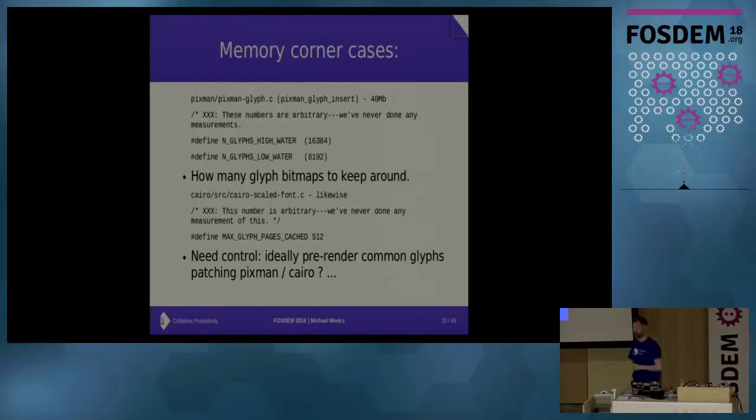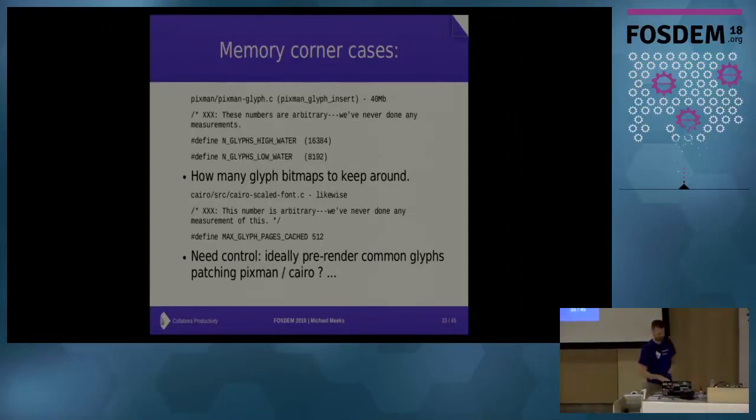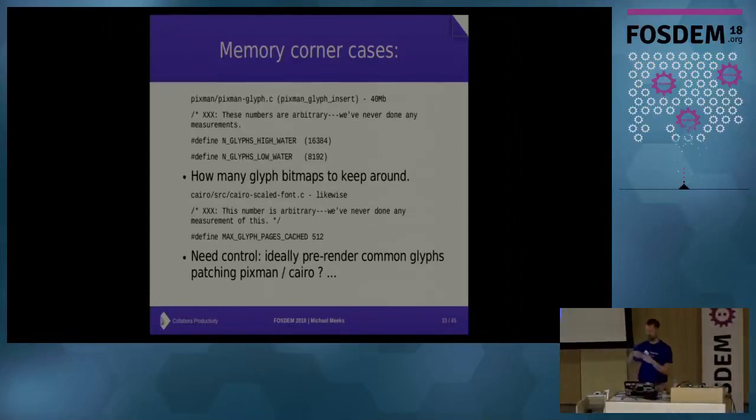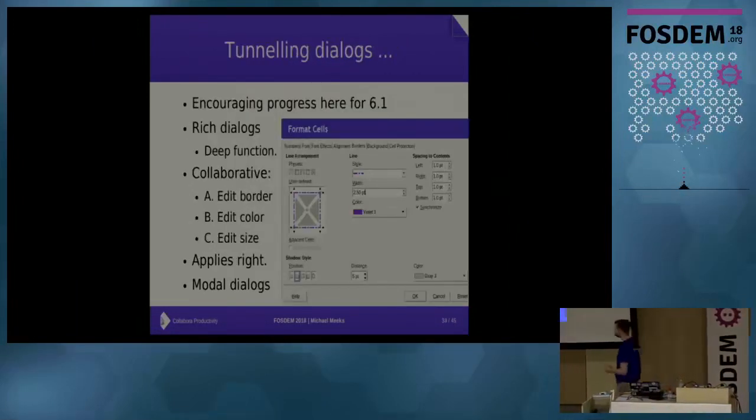But possibly we actually need to take advantage of this and pre-render a whole load of glyphs in common fonts, in common sizes, Arial 12 point or the equivalent, so that then we have all of these things ready. We don't actually need to allocate any memory. It's just a blitting experience. We've been tunneling dialogues, which is particularly encouraging.